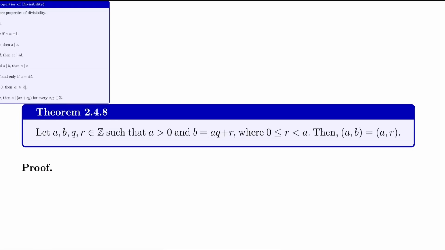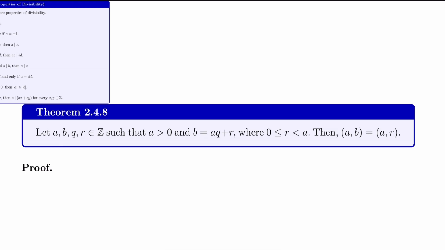Today we will take a look at theorem 2.4.8. So we let a, b, q, and r be integers such that a is greater than 0 and b equals aq plus r. This is like the division algorithm when you consider a and b, where a is the divisor. So you're going to have b equals aq plus r. Okay, and what is r? r is the remainder of b when a divides b.